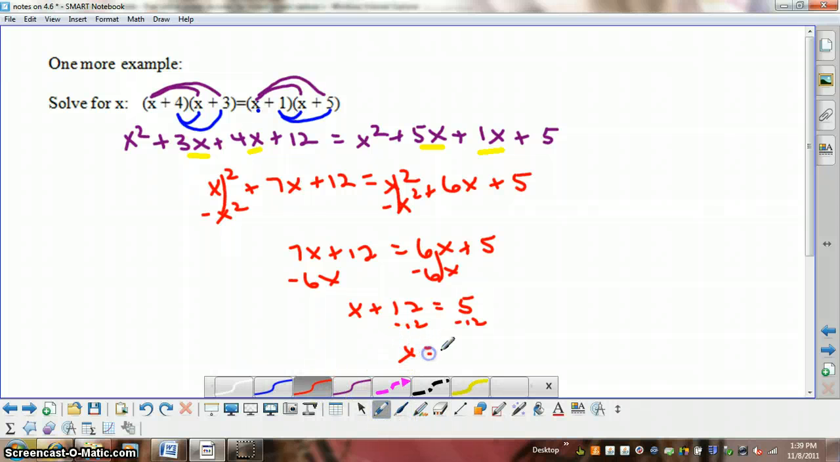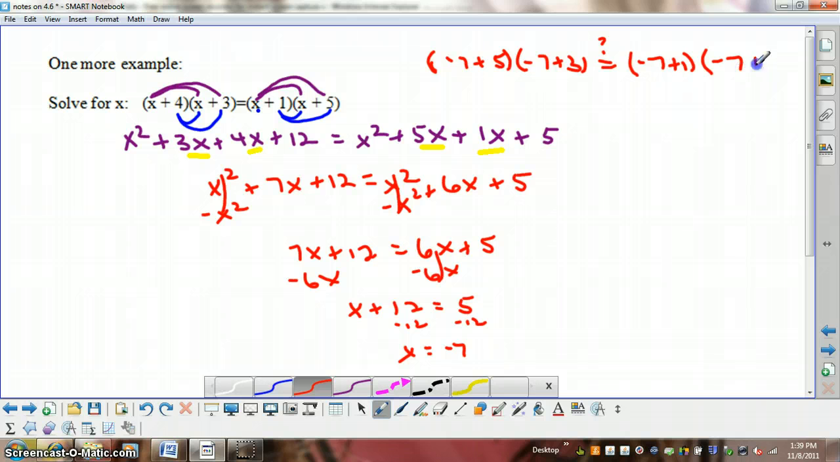And we can check our work here by substituting negative 7 in for x. So we'd have negative 7 plus 5 and negative 7 plus 3. And we need to see if that is equal to, I'm going to put a question mark here for now until we know for sure. We need to see if that's equal to negative 7 plus 1 multiplied by negative 7 plus 5. And it is not.